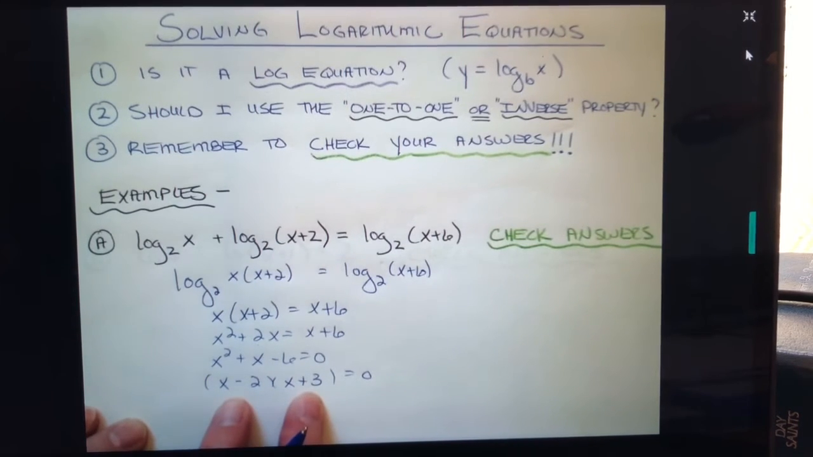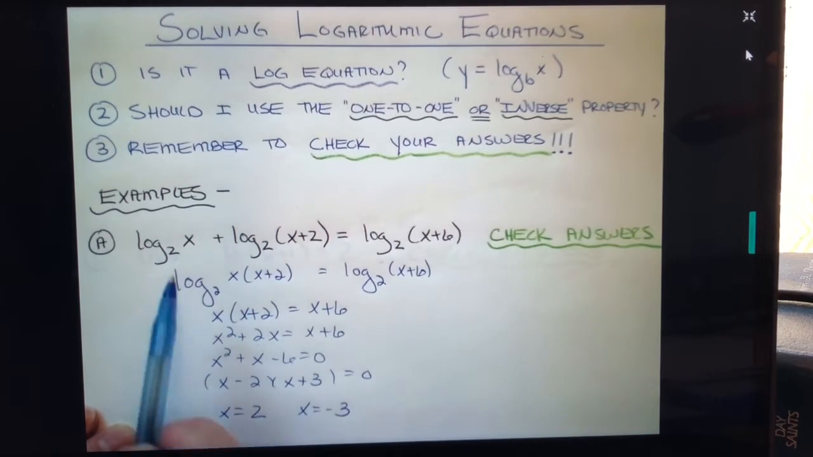Zero product property says take each one of these, set them equal to 0 one at a time. X minus 2 equals 0, x plus 3 equals 0. If I do that, I get these two solutions, x equals 2 and x equals negative 3. And so at this point, you might think you're finished, but remember this last thing, we have to check these answers. And what that means is if you get more than one answer, one at a time, you have to take this value for x and place it up in every spot that you see an x in the original equation, and you have to make sure that all of those arguments are still positive.